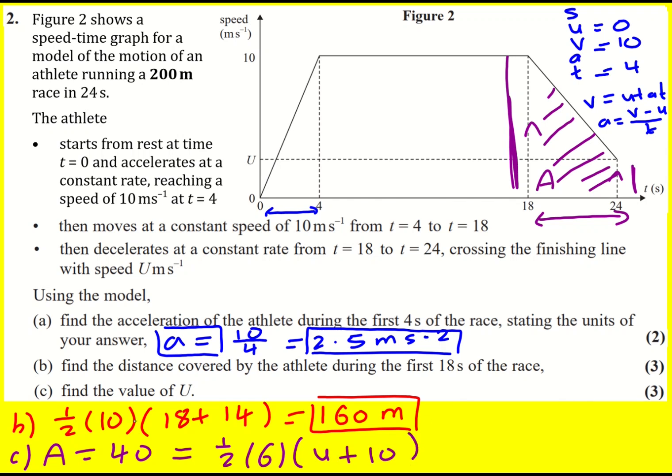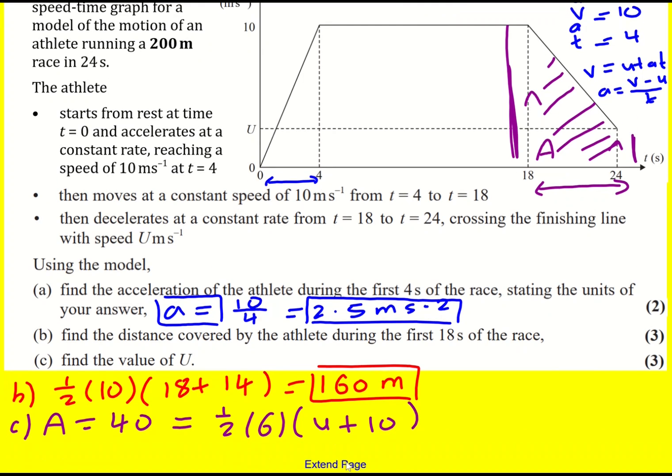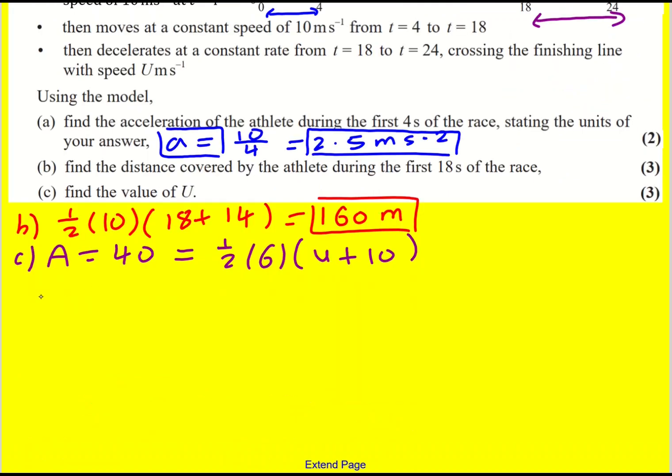And I can times through by 2 to give me 80, divide through by 6. That means U plus 10 is going to be 80. Actually, I could just do half of 6 and then divide through by 3. So it's going to be 40 over 3. And then U is going to end up being 10 over 3, or 3 1/3 meters per second.